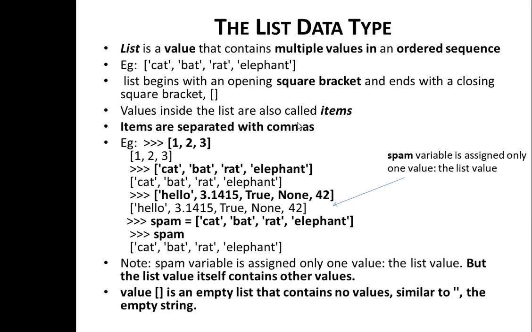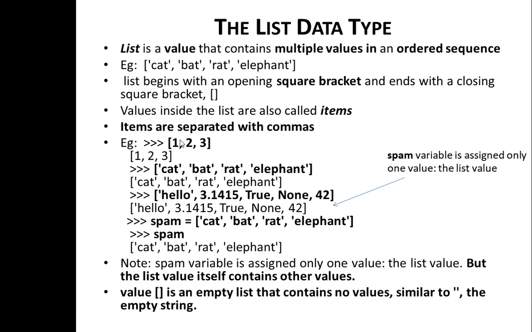So just to revise, list is a value that contains multiple values in an ordered sequence. When you're creating a list, remember, enclose these multiple values inside square brackets, and these values inside the list are called the items, which have to be separated by a comma. So what can a list contain? It can contain strings, like in this example where we have only strings. And how do I come to know it's a string? Because cat is enclosed within single quotes, bat is enclosed within single quotes. So that's how we identify it's a string.